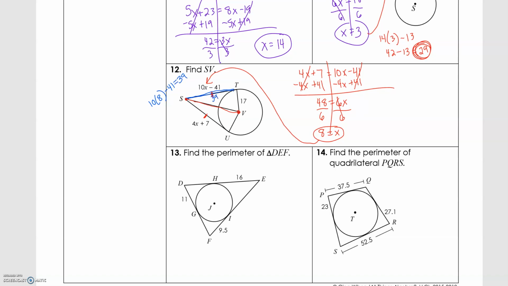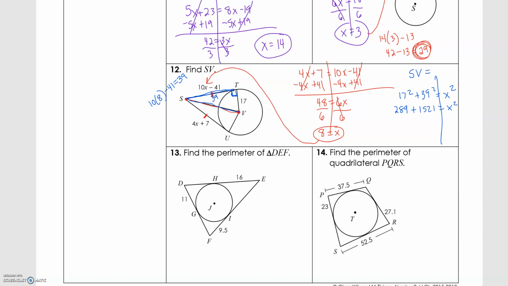So now remember, it was asking for SV. SV is a hypotenuse, and I have a right triangle here, so I would do 17 squared plus 39 squared equals x squared, and that's going to help me find SV. So 17 times 17 is 289, and 39 times 39 is 1,521.